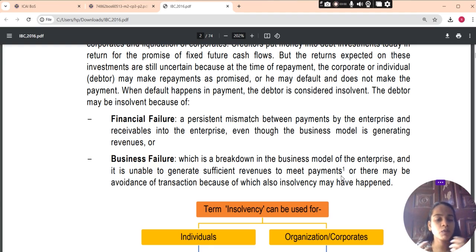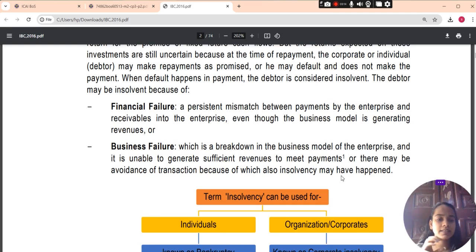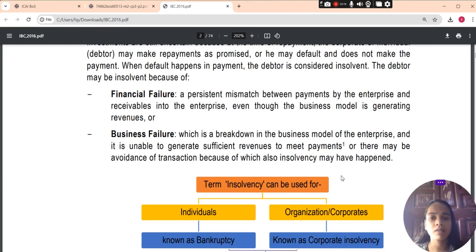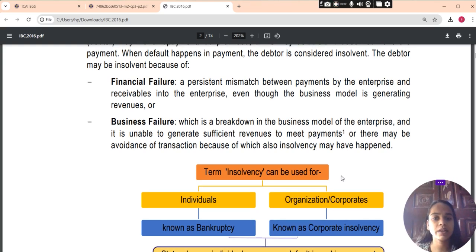So the debtor was not able to pay when the time came, when payment was asked for, and the debtor is incapacitated for payment, then that will be considered as insolvent. The debtor may be insolvent because of financial failure, a persistent mismatch between the payments by the enterprise and the receivables into the enterprise, even though the business model is generating revenues.